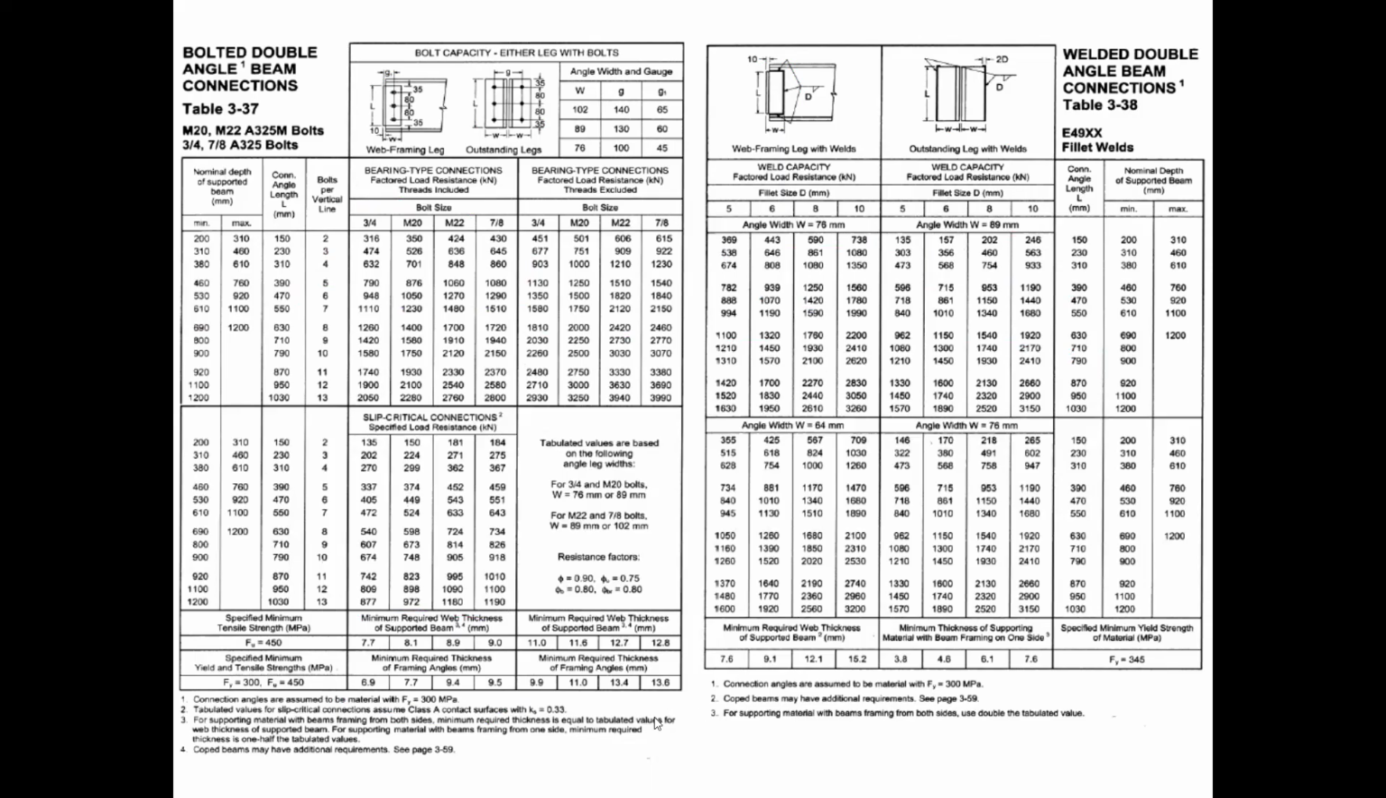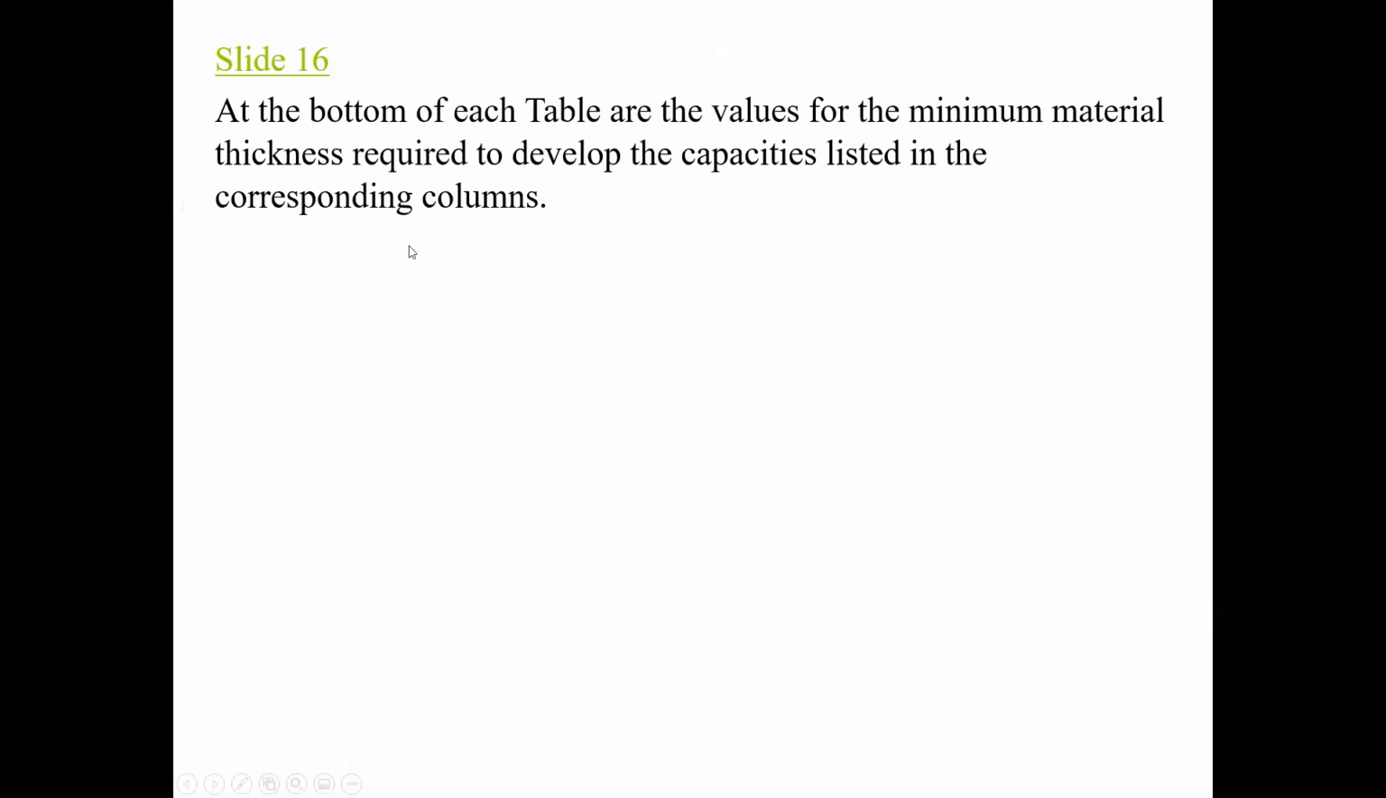Okay, so at the bottom of each table are the values of the minimum material thickness required to develop the capacity listed in the columns. So in other words, if you don't have those capacities, you can prorate.